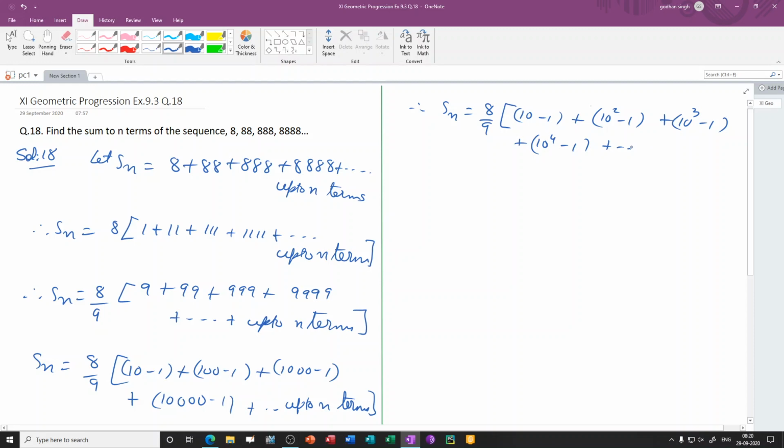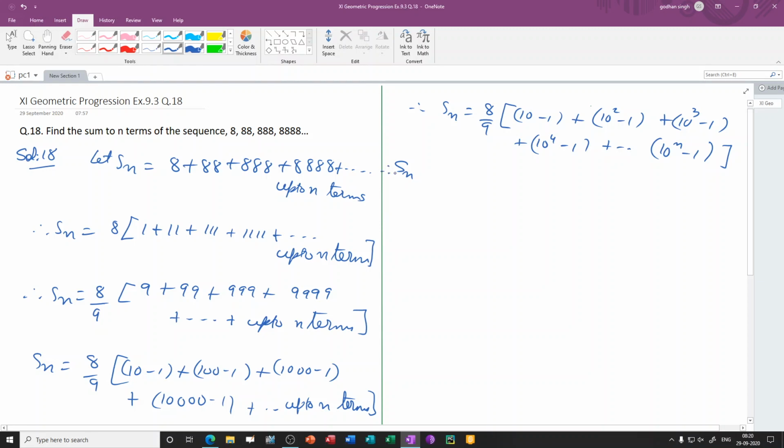If you follow the same pattern, you can see that this is 10, this is 10 square, this is 10 cube, this is 10 raised to 4, minus 1. So the nth term will be 10 raised to n minus 1. This will be our last term. Now, if you see only the numbers 10, 10 square, 10 cube, 10 raised to 4, and so on, they are in GP. So we will separate them, and keep the minus 1s in another bracket. Let us do that.